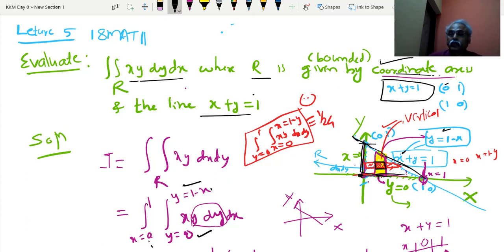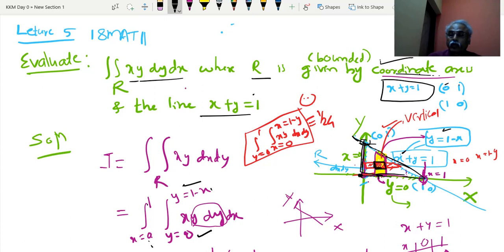Why one line here? Because whenever x plus y equal to 1 is given, for any line two points are enough to draw. So you can put y equal to 0, you'll get x equal to 1. x equal to 0, you'll get y equal to 1. So hence these two points are on the axes, 1, 0 and 0, 1. Then you will get this region bounded by this triangle.